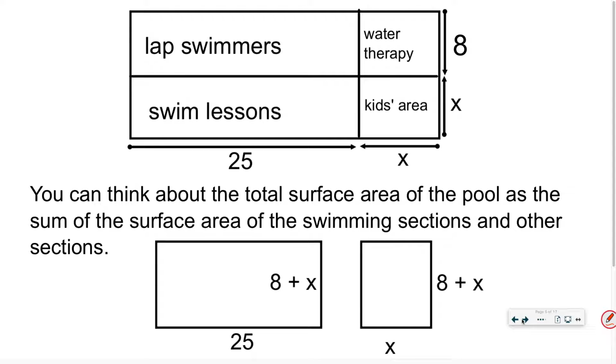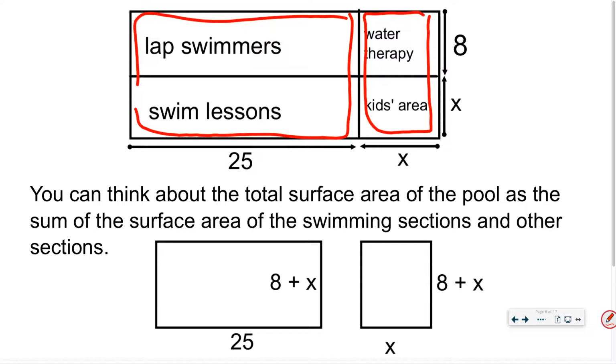Let's start. You could think about the surface area as the sum of the swimming sections and the other sections. Let's visualize how we could break this up. These 2 sections here involve swimmers, and these 2 sections here involve other stuff. So look at the image. How did we get this side length here of 8 plus x? We know this is 25 because this specifically tells us that the length here is 25. How did we get 8 plus x?